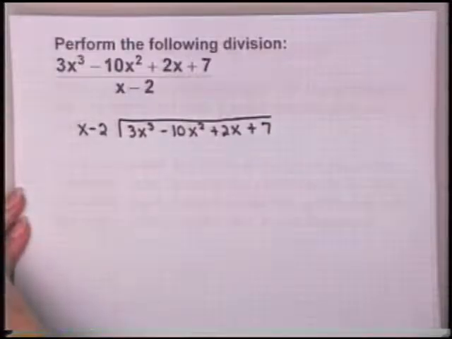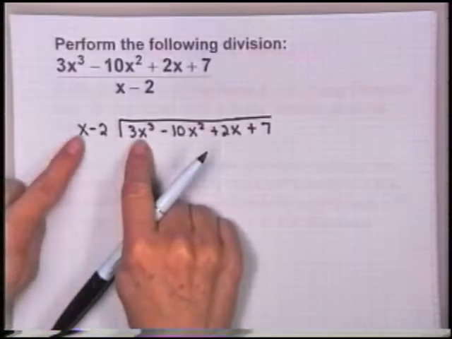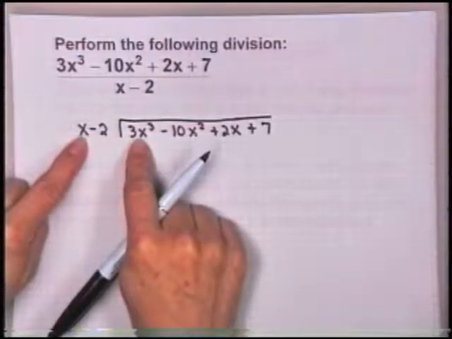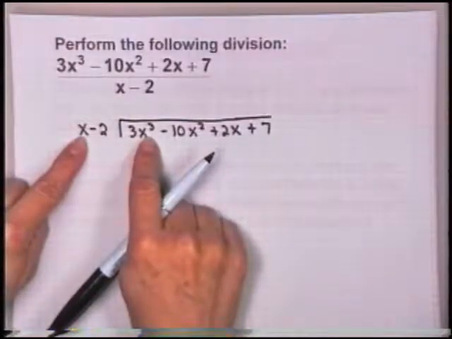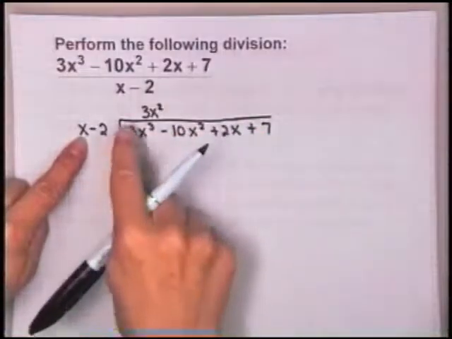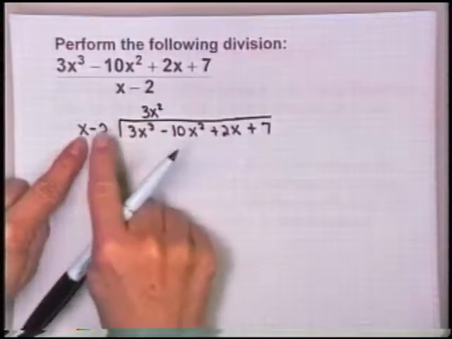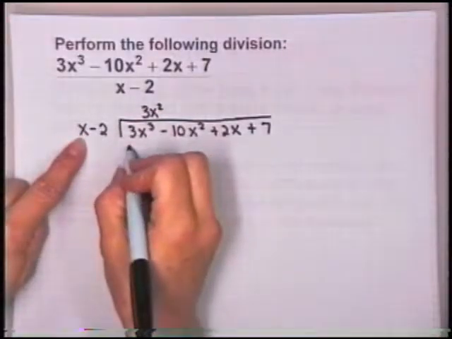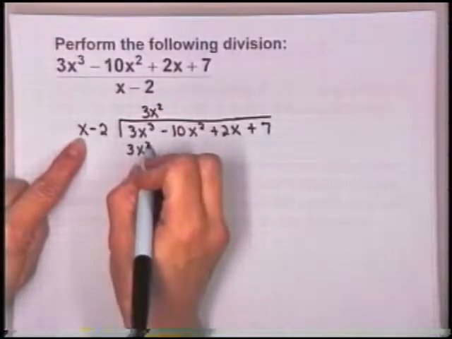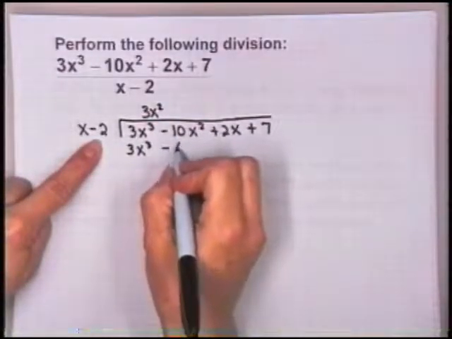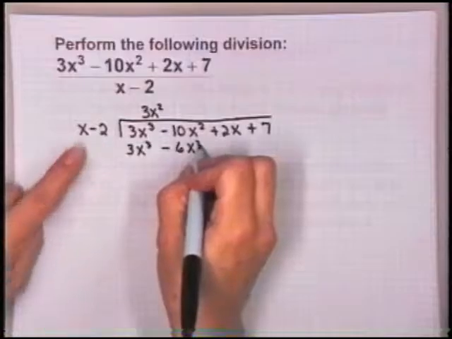Now, your division process starts out by dividing your x here into your 3x cubed here. So we know that x will divide into 3x cubed, 3x squared times. So let's put our 3x squared up here. And then remember, you multiply this 3x squared times both of these terms. 3x squared times x gives you 3x cubed. 3x squared times negative 2 is a negative 6x squared.